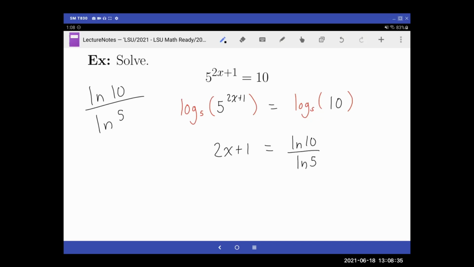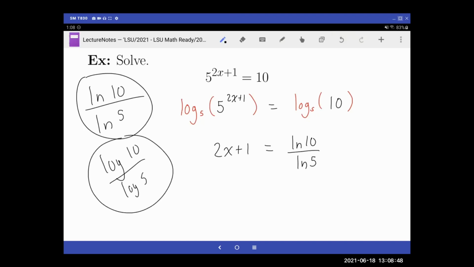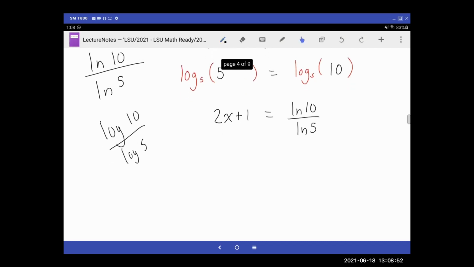I like to use natural log, but you don't have to. You could just use log, or any other base you want. It doesn't really matter, but you typically want to go with natural log or log. Okay, I'm going to subtract 1 from both sides.